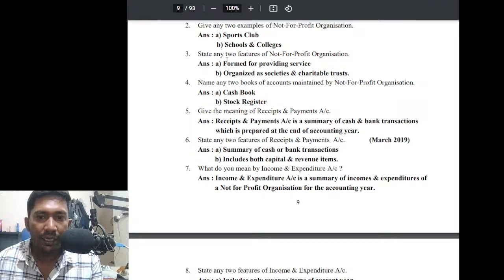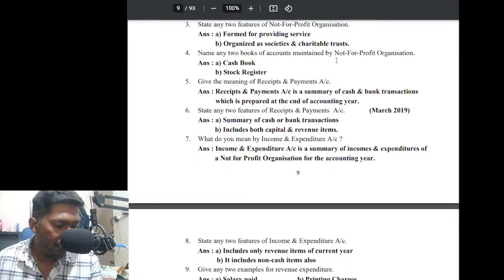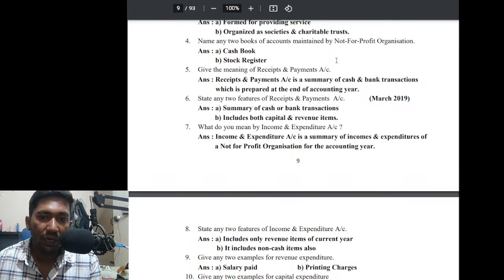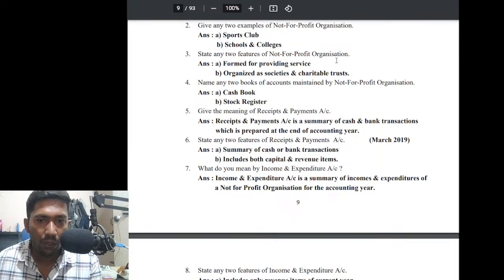Okay. State any two features of not-for-profit organization. Why are not-for-profit organizations formed? First, to provide the service. Okay. And next thing is it is organized for the welfare of the society. That is the main importance, the features of a not-for-profit organization.